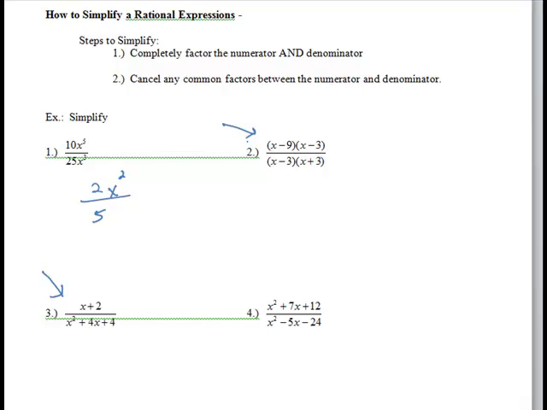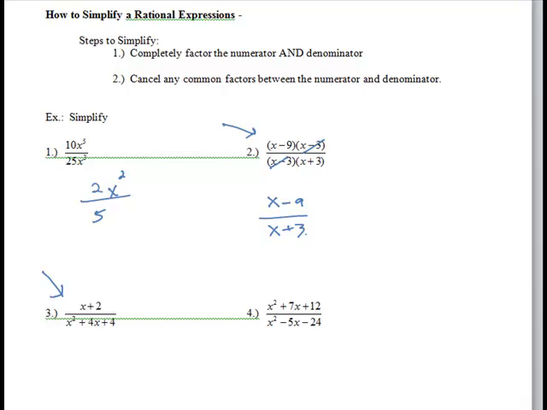So in order to reduce or simplify this rational, we simply cancel out any common factor. So an x minus 3 in the numerator cancels out with an x minus 3 in the denominator, leaving us the remaining factor x minus 9 in the numerator and the x plus 3 in the denominator. So at this point it's completely simplified.